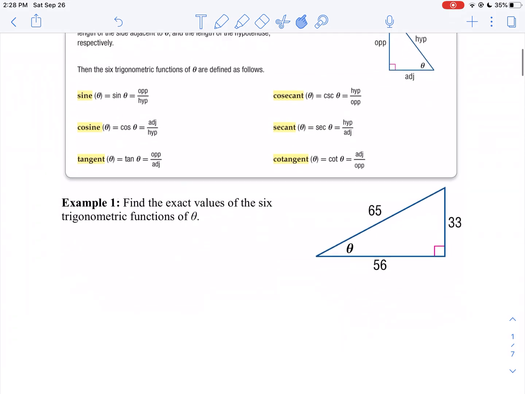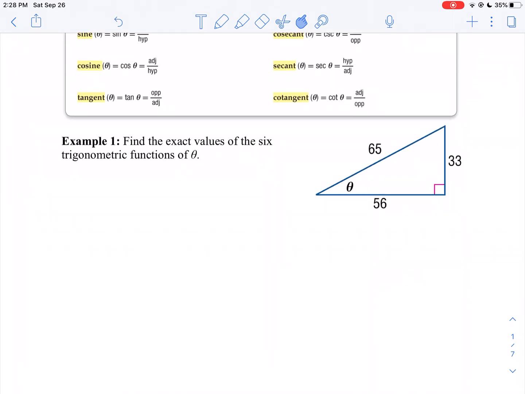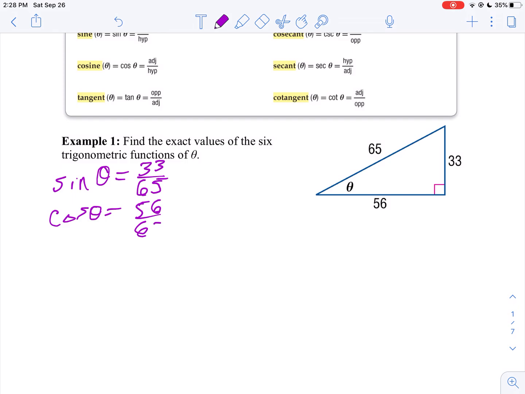If we take a look at example 1 here, I have this triangle. I want to find the exact, hint, no decimals, values of the 6 trig functions for our angle theta. So we start here with the sine of theta. Sine is opposite over hypotenuse, so it's 33 over 65. That does not reduce. Cosine of theta will be 56 over 65, which again does not reduce.